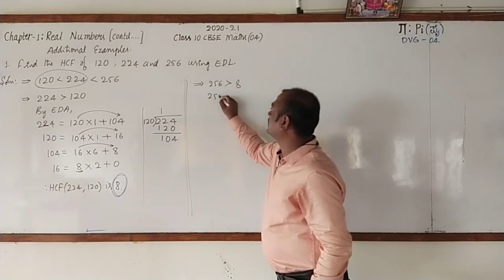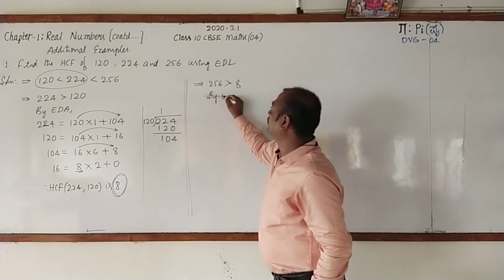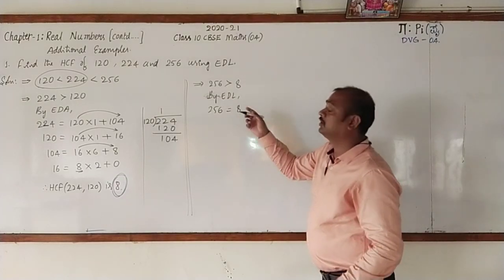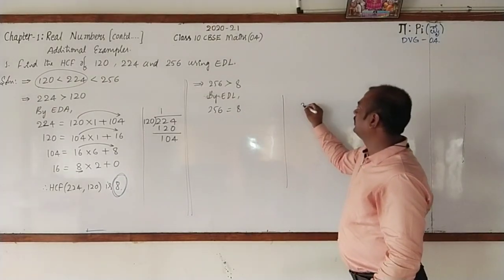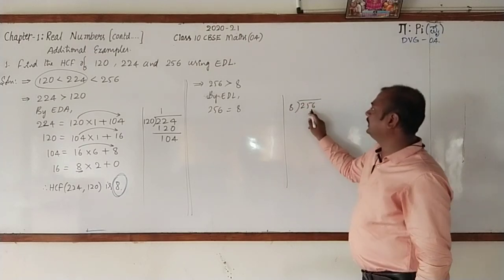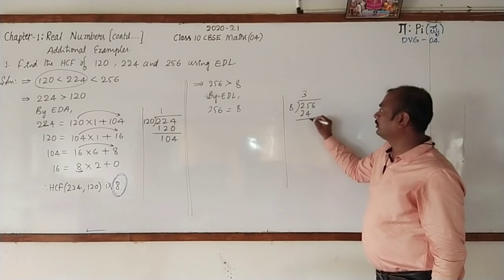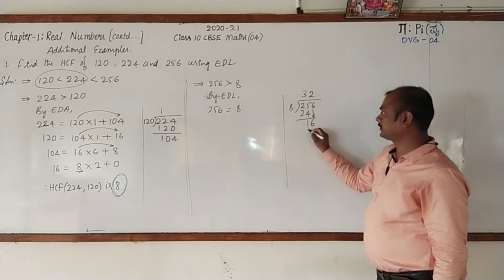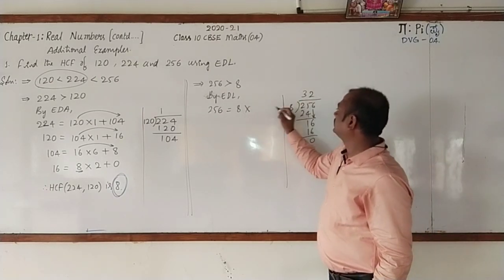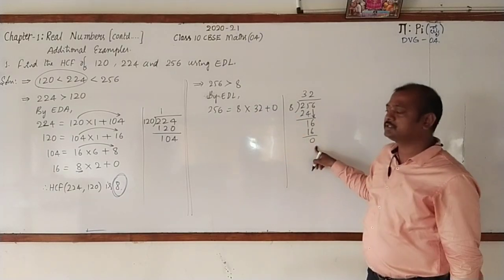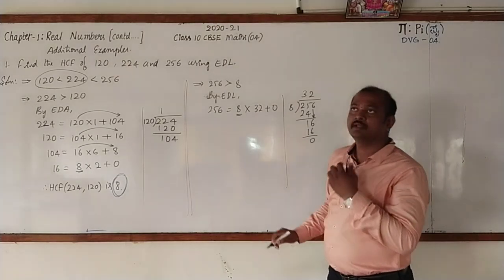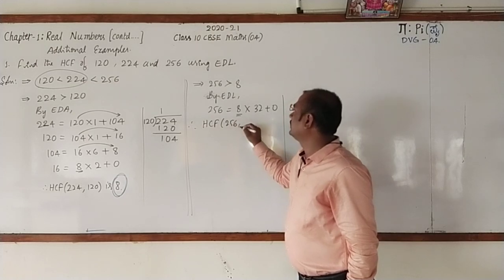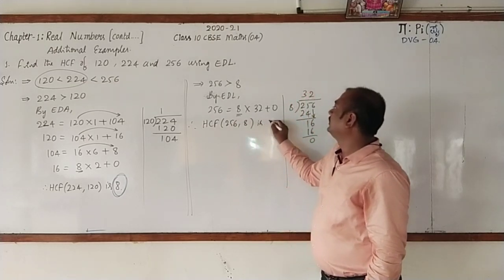Now for 256, apply Euclid's division lemma. 256 is equal to 8 times something. You can go further, very simple one. 256 divided by 8: 8 threes are 24, 1 remains, carry down 6. 8 twos are 16, 0. So 256 = 8 × 32 + 0. As the remainder is 0, the divisor will be the HCF. Therefore the HCF of 256 and 8 is 8.